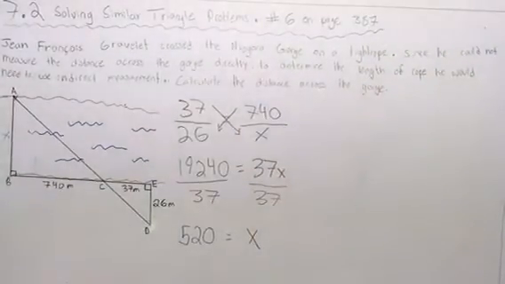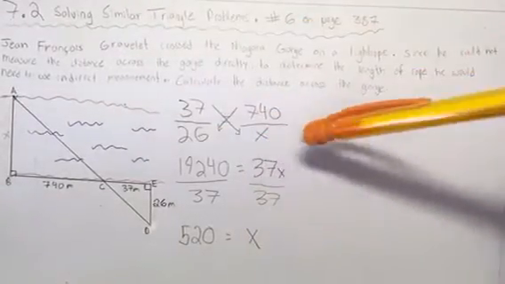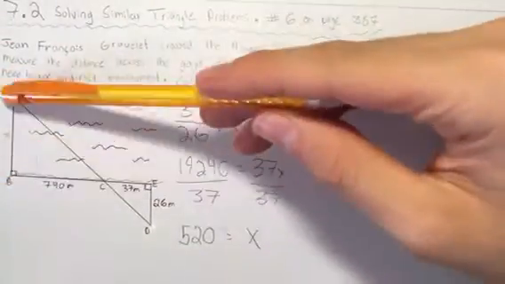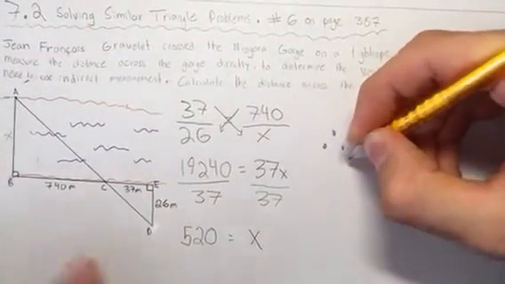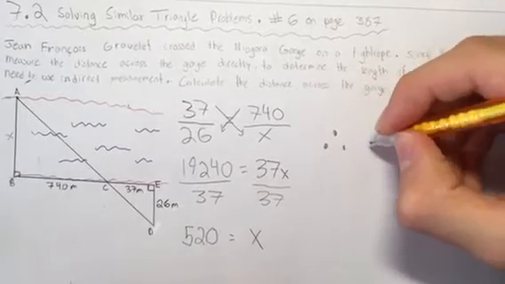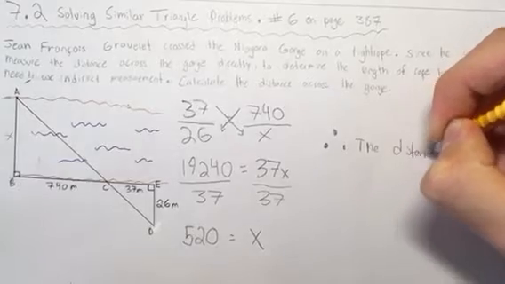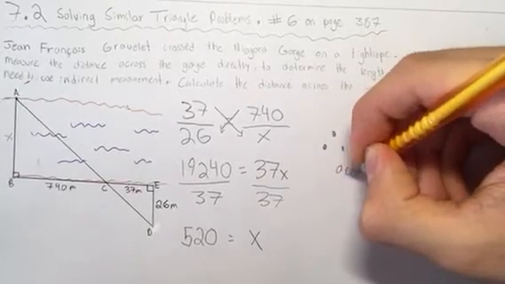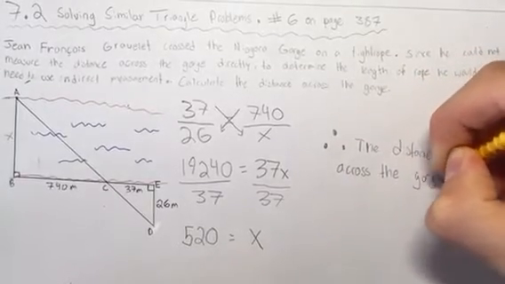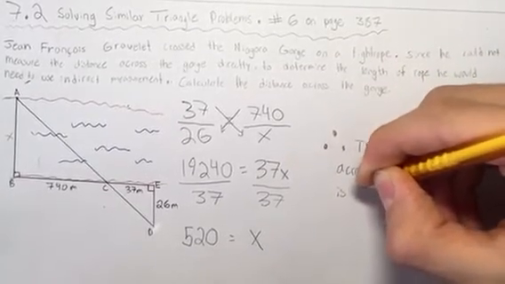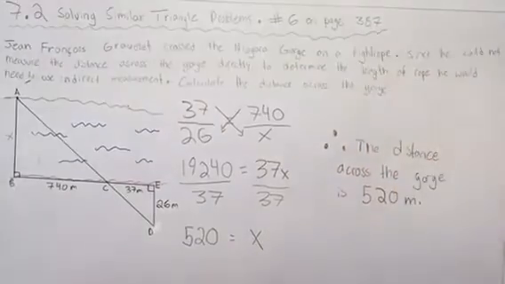So this was a simple word problem. Just by cross-multiplying and isolating the x, we know that this side over here, the distance across the gorge, is 520 meters because everything is in meters. So therefore, the distance across the gorge is 520 meters. And there we go.